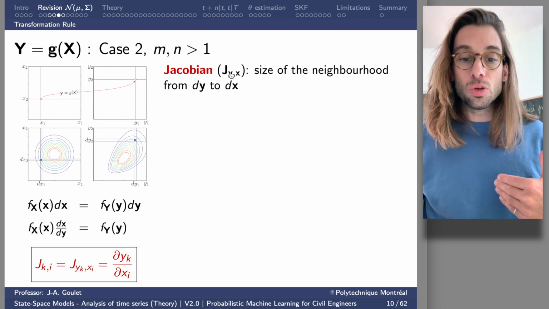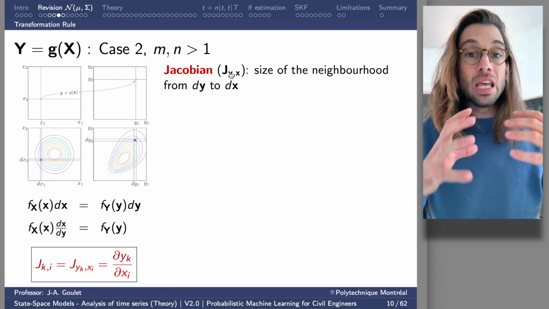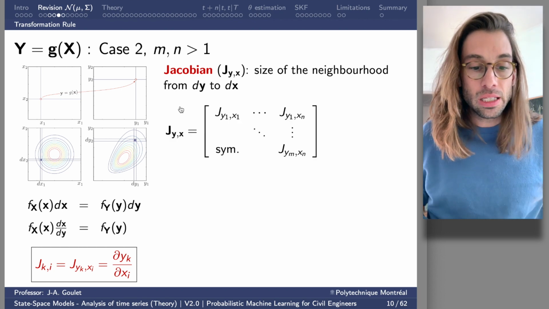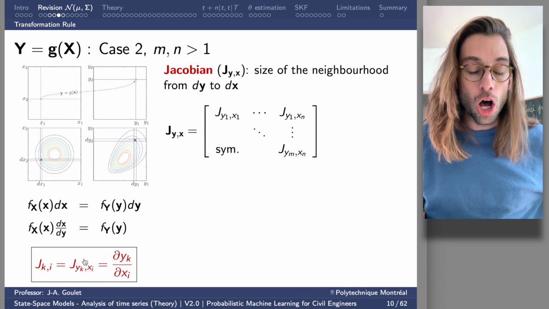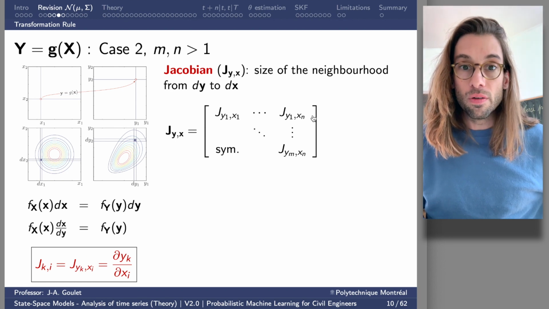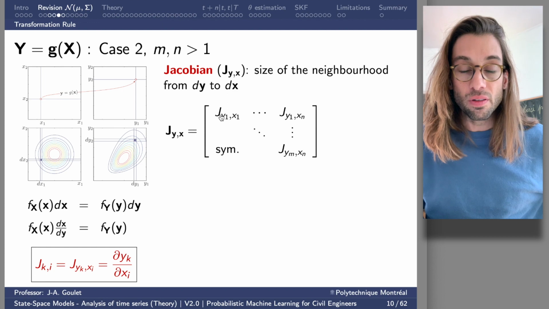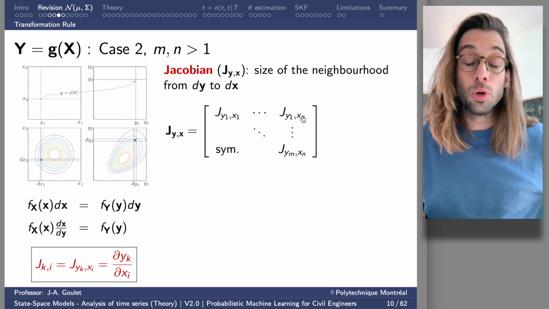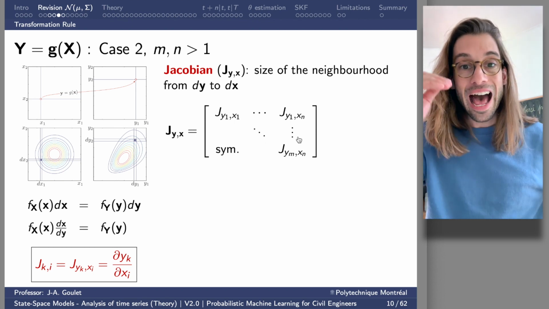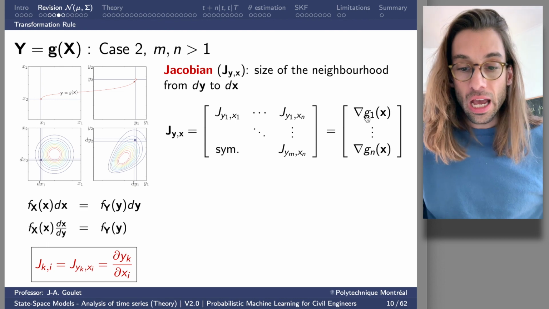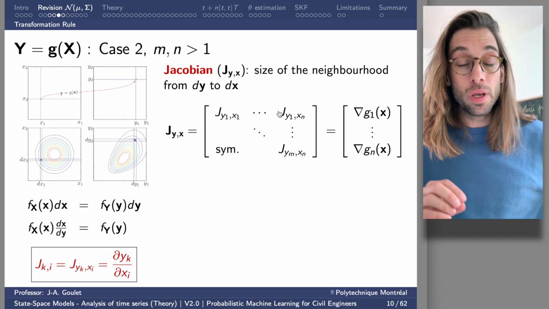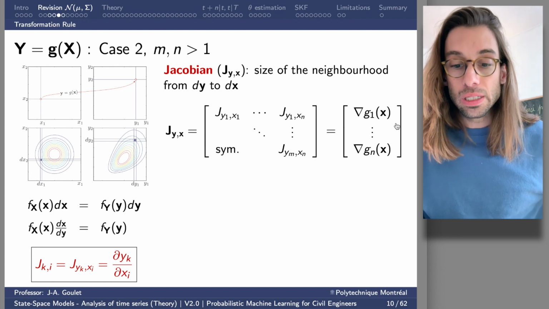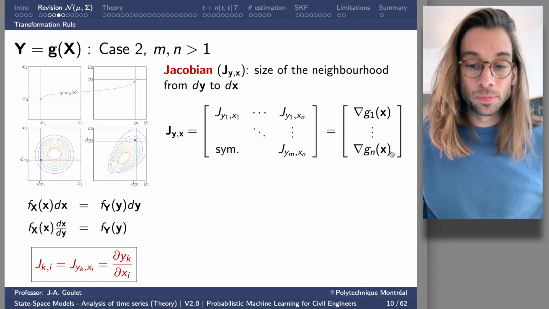And this Jacobian is used to calculate the size of the neighborhood to go from my y space to my x space. So I have my Jacobian, which contains all these partial derivatives. Okay, the first line is going to be the partial derivative of the first output with respect to all the inputs, from the first input to the nth input, the last one. And each line represents a different output of my function. So at the end, we can see that each line in that Jacobian is the gradient vector of my first output, second output, and up to my nth output.